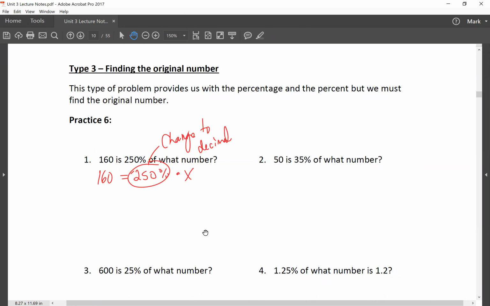So to solve this question, I'm going to rearrange and solve for x. So this would be 160 over 2.5. And I'll get my answer.